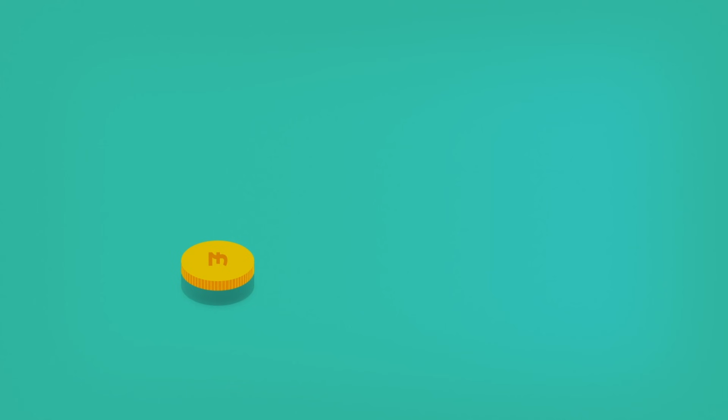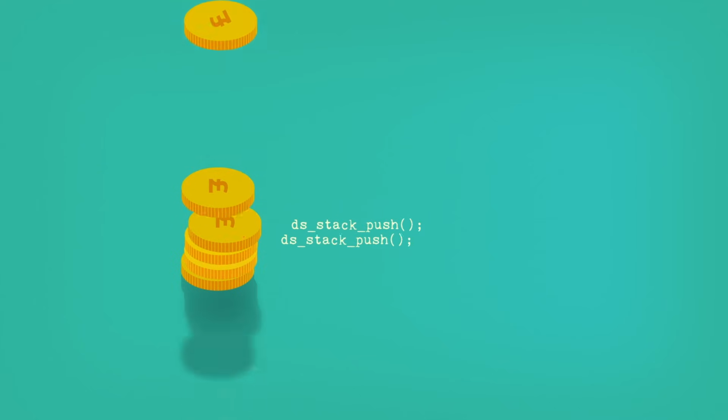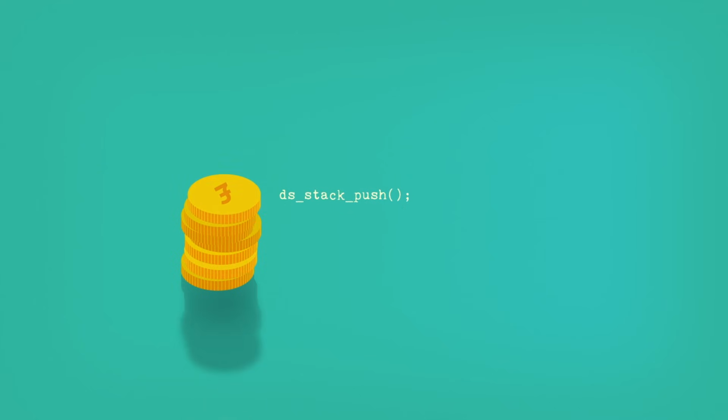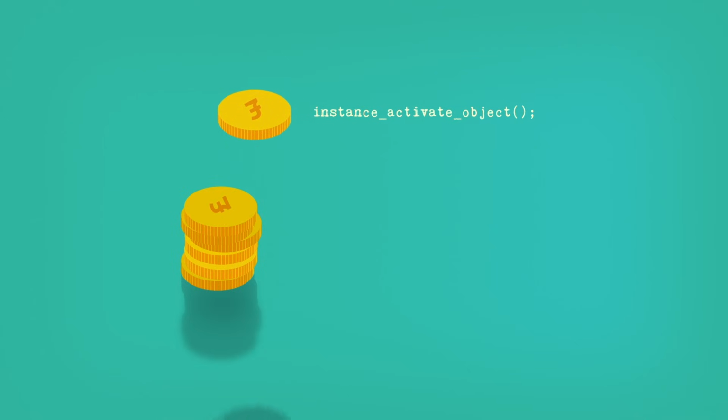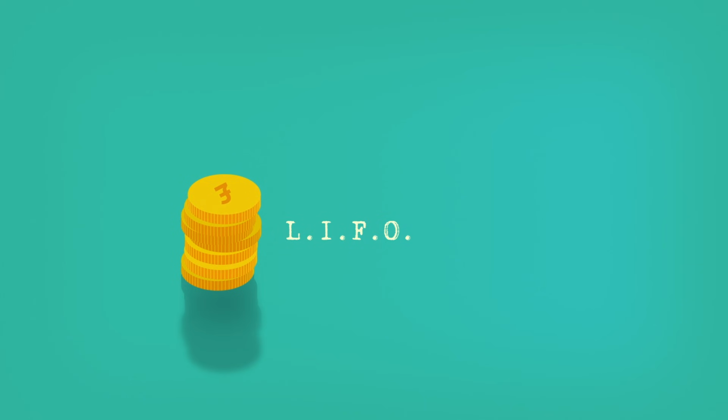A DS stack is a data structure that works a bit like a stack of coins. When you push something to it, it goes to the top of the stack, and when you pop something from it, you take it from the top. This is also known as a last in, first out data structure.